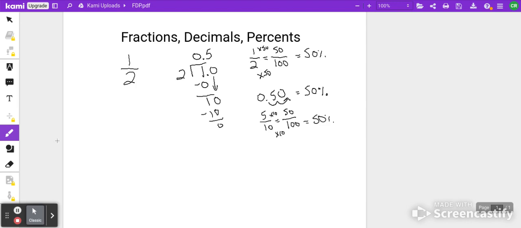Let's try a different number. See if I can scroll down here. I'm not very good at that. See, I can't do it. All right, so we're not going to scroll down.